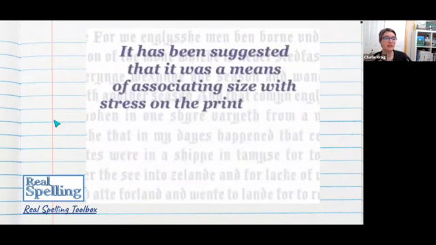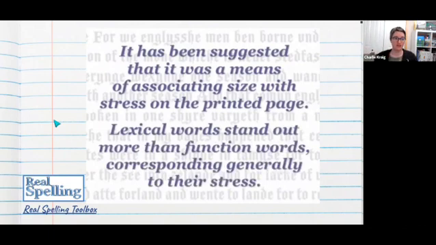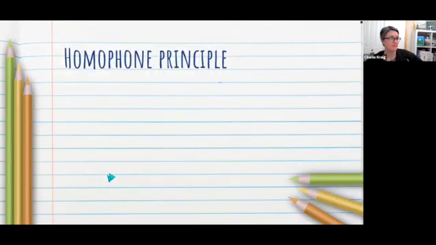And they believe that they wanted to have bigger words, basically, associating the size of the stress on the printed page. So lexical words stand out more than function words because they have more letters. Okay, this connects us directly with the homophone principle. And we talked about this last time that we were together.